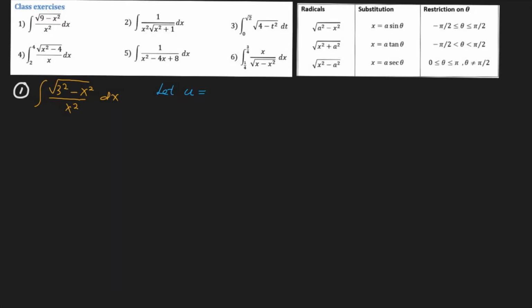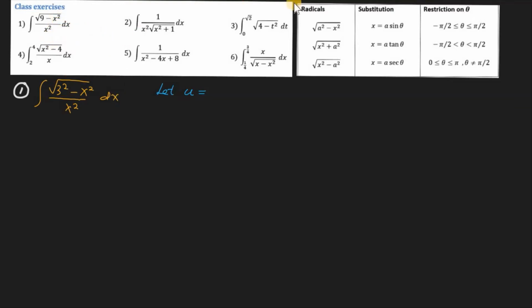Bismillahirrahmanirrahim. Let us try these class exercises. I intend to do it with you. Okay, let me start for you. We do number 1 for a start. Okay, number 1. Definitely we cannot use a simple u substitution or integration by parts.